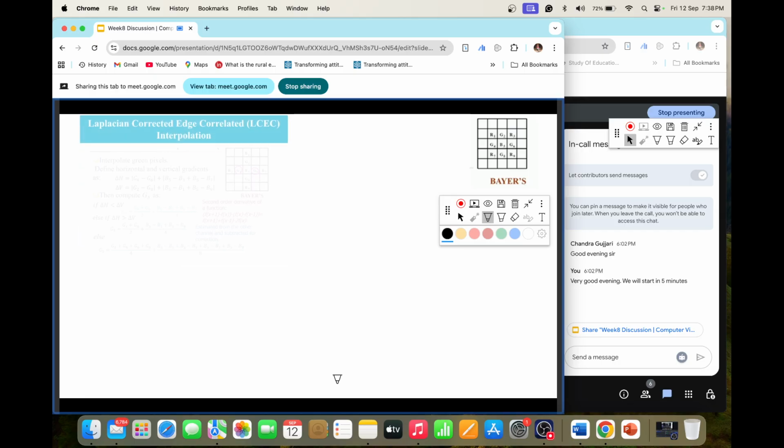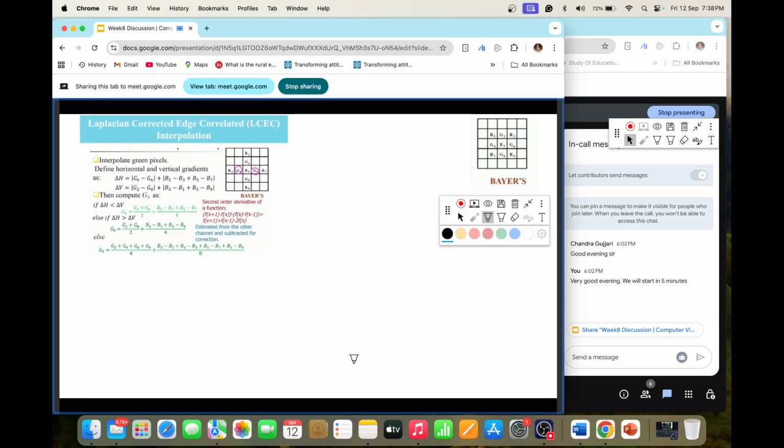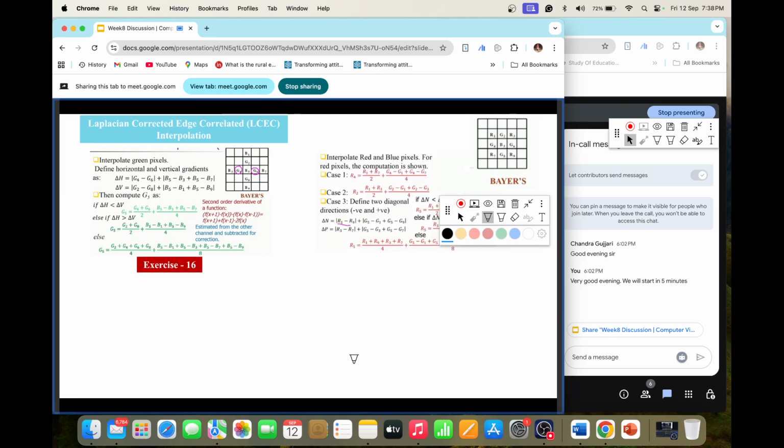And third, we have this Laplacian Corrected Edge Correlated, LCEC, interpolation. So LCEC. Generally, this question is very common and might come: interpolate the green pixel. So how do we interpolate the green pixel in LCEC? The green pixel is calculated by this formula or this formula. How do we know which formula?